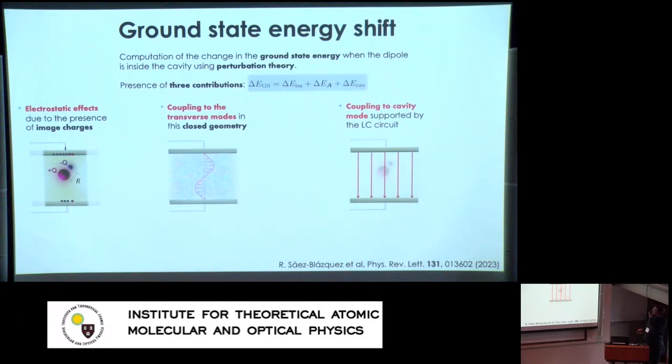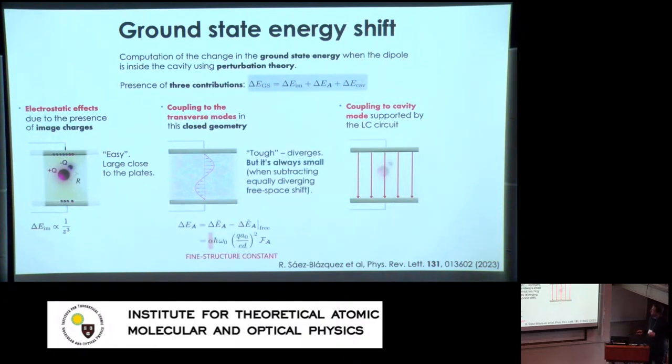And now we can calculate the ground state energy shift, do it perturbatively, and see if we can get it large enough. So you get basically three effects. You get the contribution of these electrostatic effects, that's actually very easy to calculate, and it scales as 1 over the distance to the plate, either the upper or the lower one. You don't really get anything much beyond that.